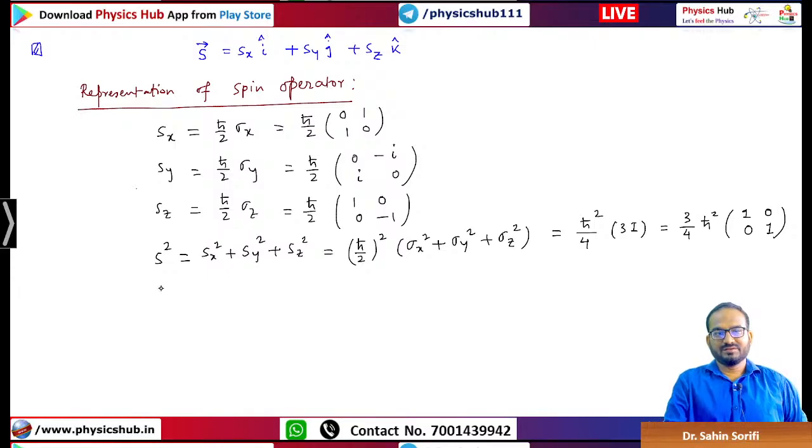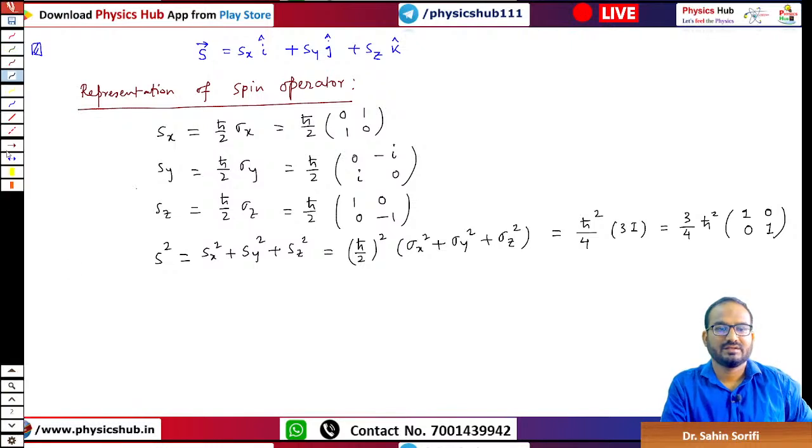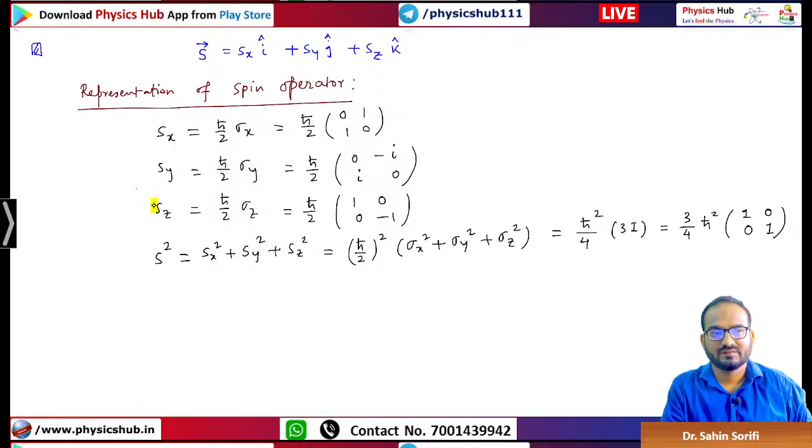In a similar fashion, we can write Sz. Sz is equal to h cut by 2 sigma z. So S square and Sz, these two are important. We have already written Sz, so I am not writing it again. The way L square and Lz were important, here the important things are Sz and S square.